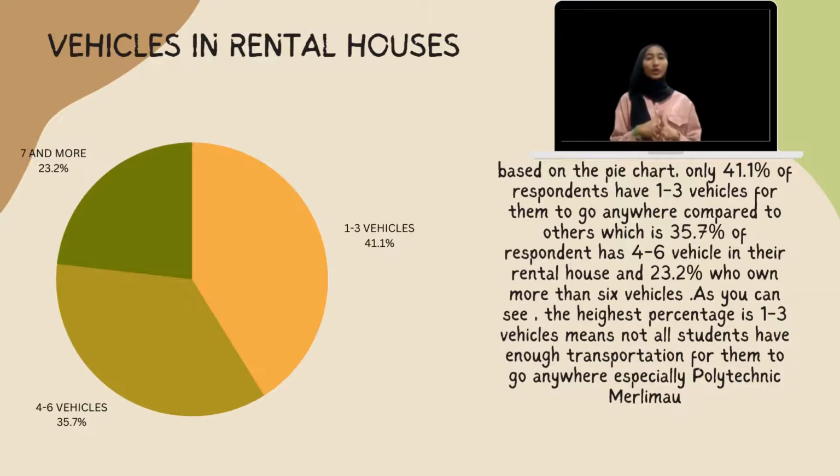The first question that we asked our respondents is about vehicles in their rental house. Based on the pie chart, 41.1% of respondents have 1 to 3 vehicles for them to go anywhere, compared to 35.7% of respondents who have 4 to 6 vehicles in their rental house, and only 23.2% who have more than 6 vehicles. As you can see, the highest percentage is 1 to 3 vehicles, which means not all students have enough transportation to go anywhere, especially to Polytechnic Merlimau.